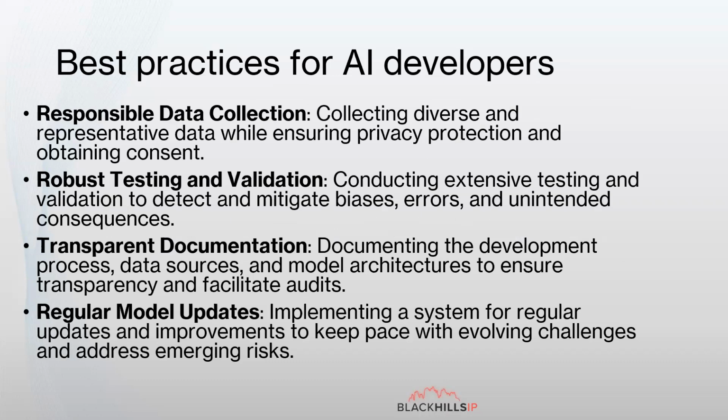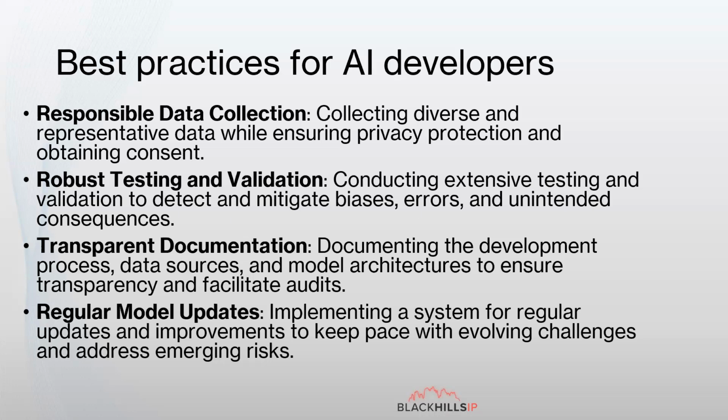Now, one part is AI development and the other is deployment. Developers of generative AI systems should follow best practices to ensure responsible and ethical implementation. Developers should collect diverse and representative data while respecting privacy and obtaining consent from data sources. Rigorous testing and validation processes are extremely important to identify and mitigate biases, errors, and unintended consequences. Documentation should provide clear information about the development process. Where did the data come from? And were there steps taken for minimizing or mitigating bias?